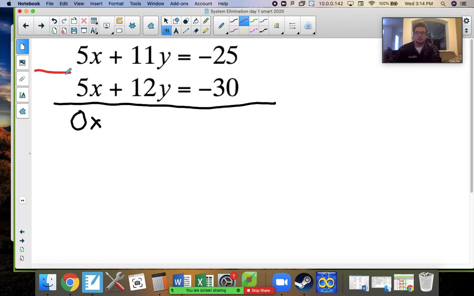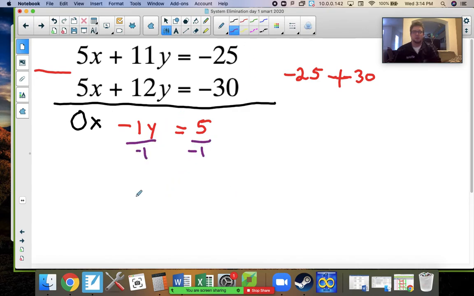So I'm going to take 5 minus 5, 0x, 11 minus 12, negative 1y, and then negative 25 minus negative 30, if we were to write it out, looks like this. Negative 25 minus negative 30 is positive 5. Divide both sides by this negative 1 because we don't want a negative y, we want a positive y. And there's our answer.